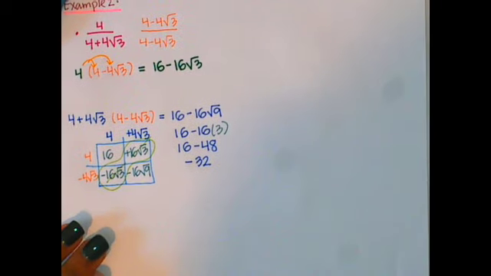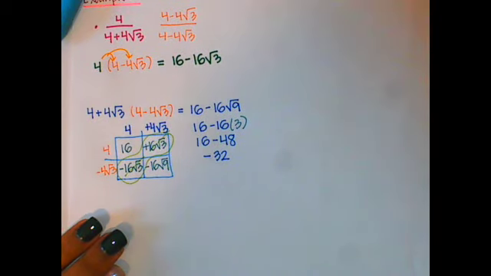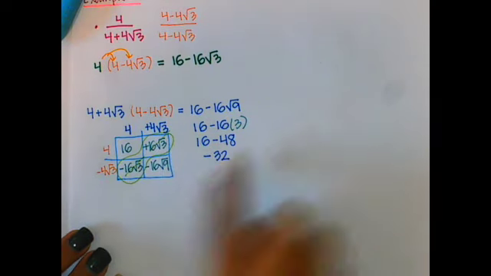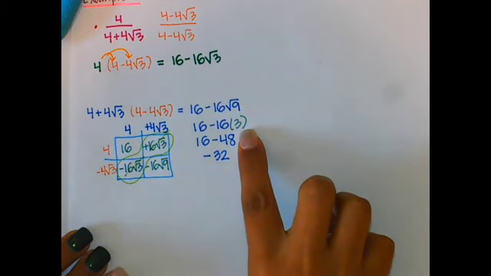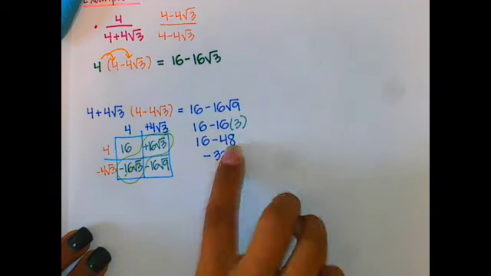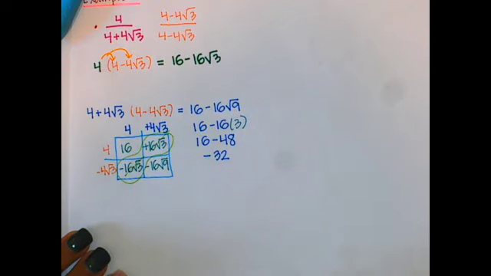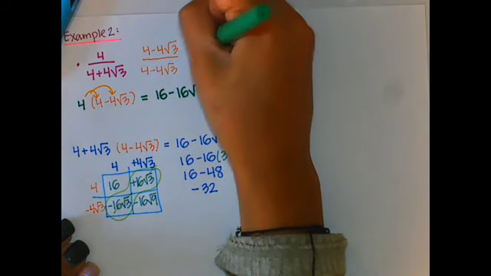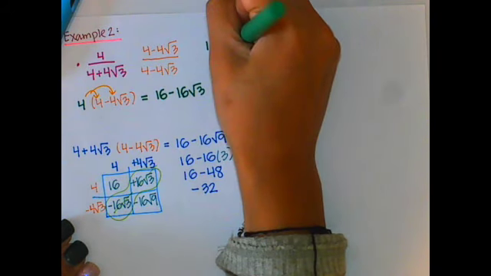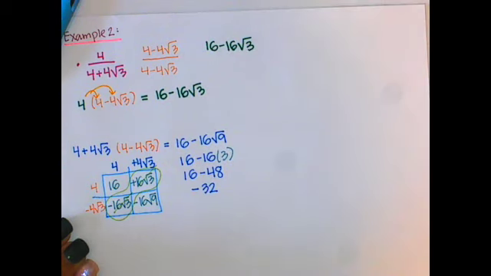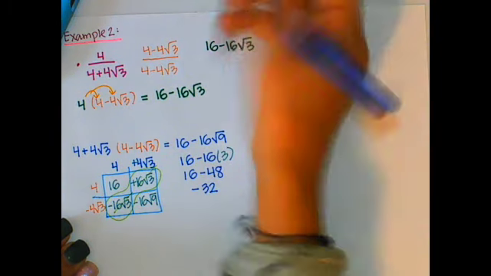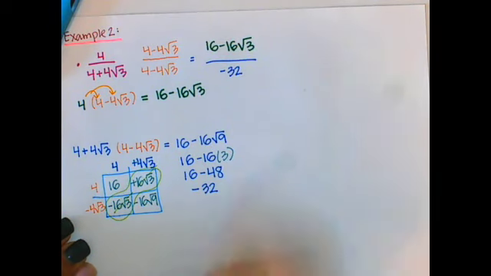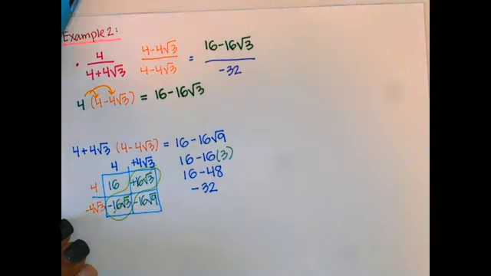gotten negative 32. I used my area model multiplied, canceled my like terms because they were opposite of one another. I got the square root of 9, which I simplified to 3, multiplied, then subtracted to get negative 32. Combining these two things together, I would get 16 minus 16 radical 3 over negative 32. So again, you notice you no longer have radicals, but you could simplify these terms.